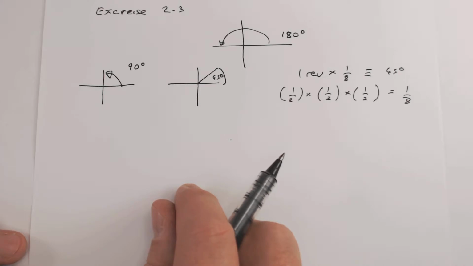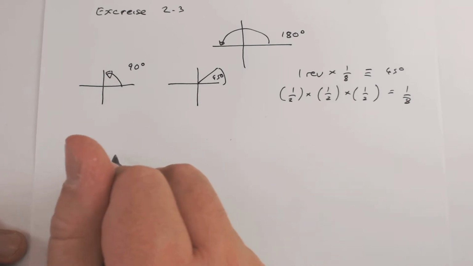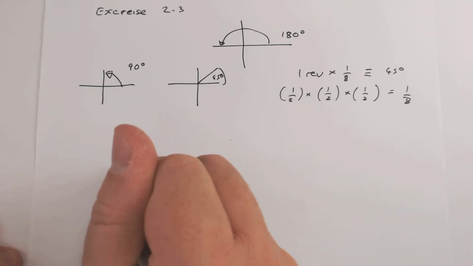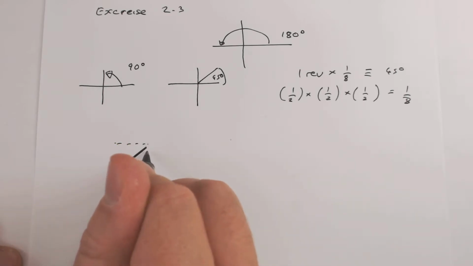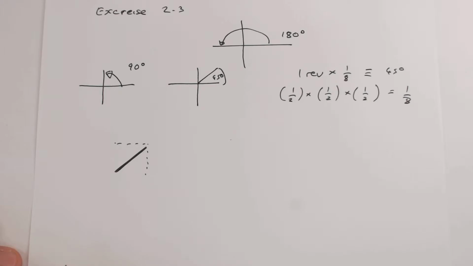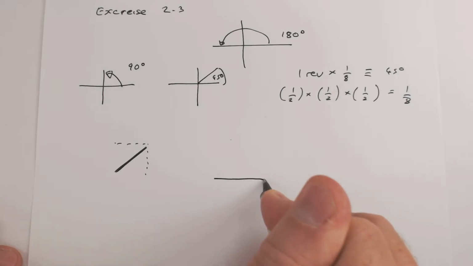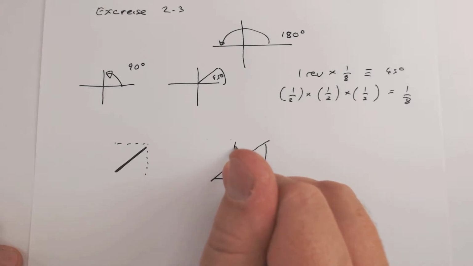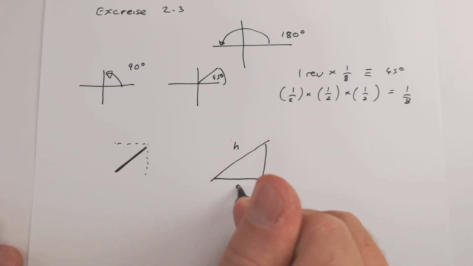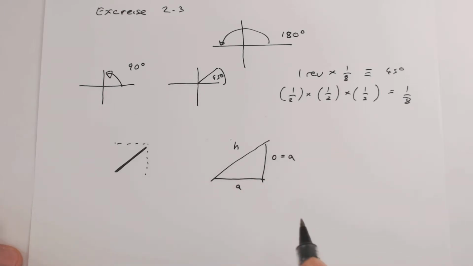So the other bit is using trig. Well, so here we can see that we've got something going off in this direction. If it's 45 degrees, we can see that this length here and this length here must be the same. So I can redraw this as a right-angled triangle with some length here, h, the adjacent here, and the opposite here, where the opposite equals the adjacent.